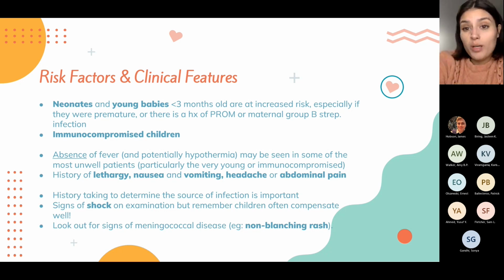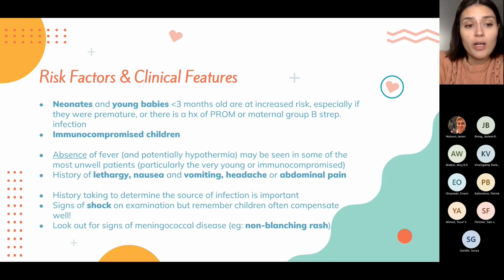Also, obviously, immunocompromised children. Unfortunately children can get cancer and need transplants and things like that too, so they can be on medications that can make them immunocompromised, or they might have a primary immunodeficiency. Interestingly, although they might have a fever, an absence of fever and even hypothermia, when you check their temperature, can be seen in some patients when they get really unwell when they're little, especially if they're really young or they're immunocompromised.